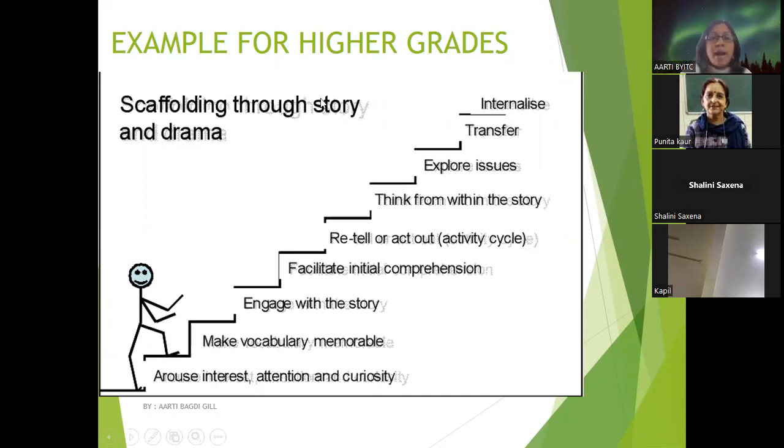So here, why am I doing this? Why am I creating drama and story? Because I am arousing interest, attention, and curiosity. If I am arousing the interest of my students, grabbing their attention, increasing their curiosity, then half of my work is already done because I've grabbed their attention. Already they are engaged. Now they are ready to go to the next stages.